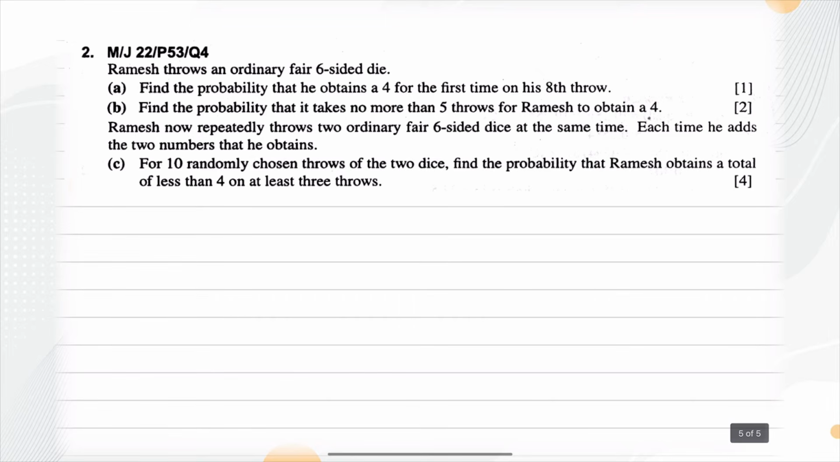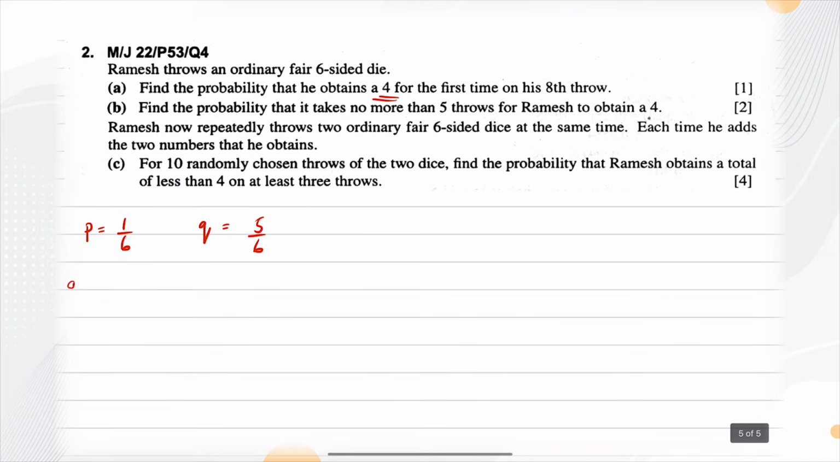So it says here, Ramesh, this is a very recent question, May, June 2022, paper 5, variant 3, question number 4. So it says Ramesh throws an ordinary fair 6-sided die. Find the probability that he obtains a 4 for the first time on his 8th throw. So first of all, let's define all the probabilities. We're interested in getting a 4. So the probability of getting a 4 is 1 upon 6. The probability of not getting a 4, or failure, would be 5 upon 6.